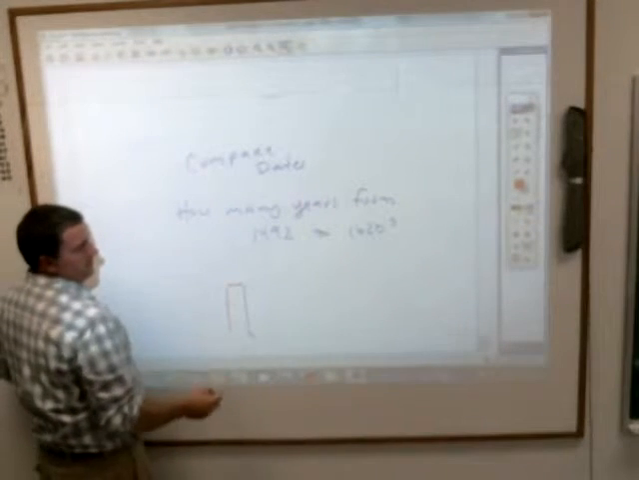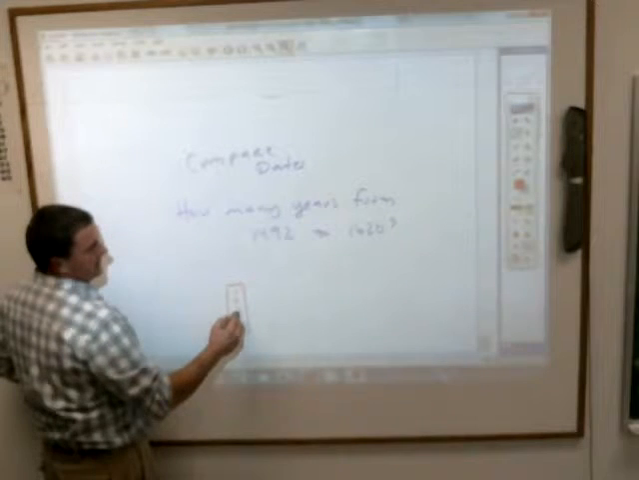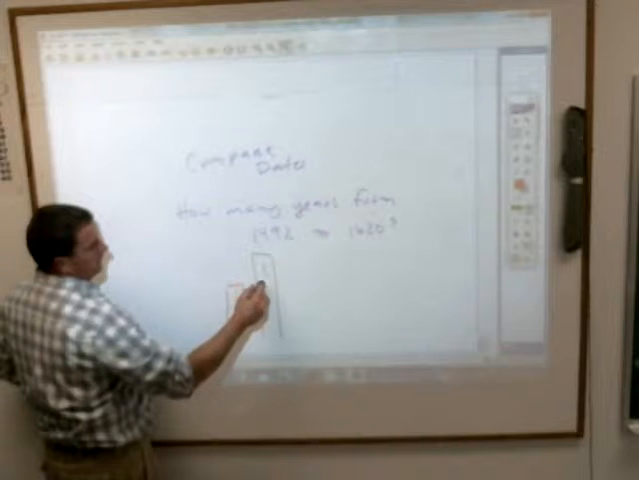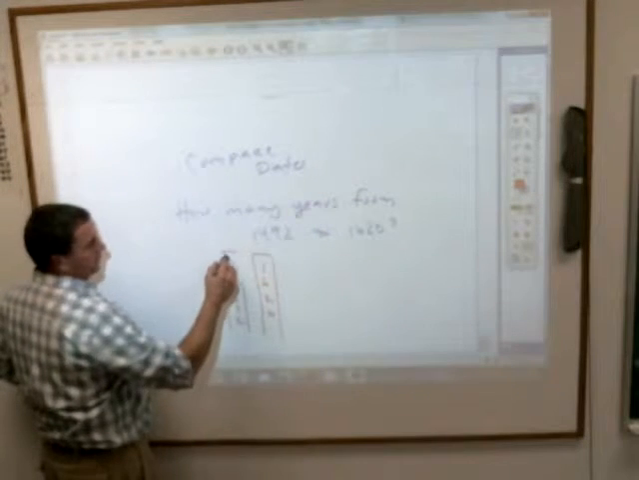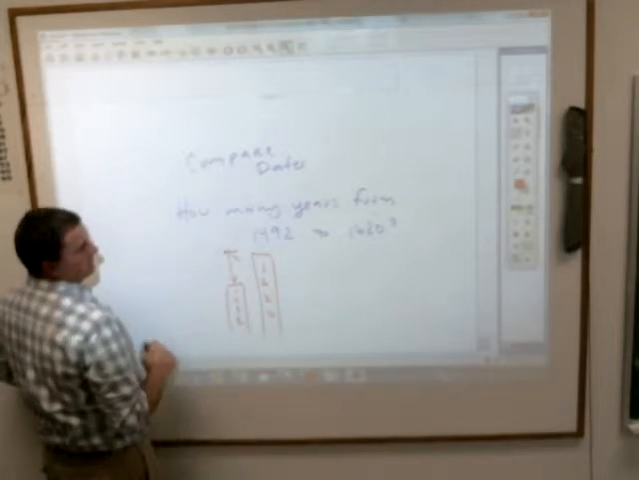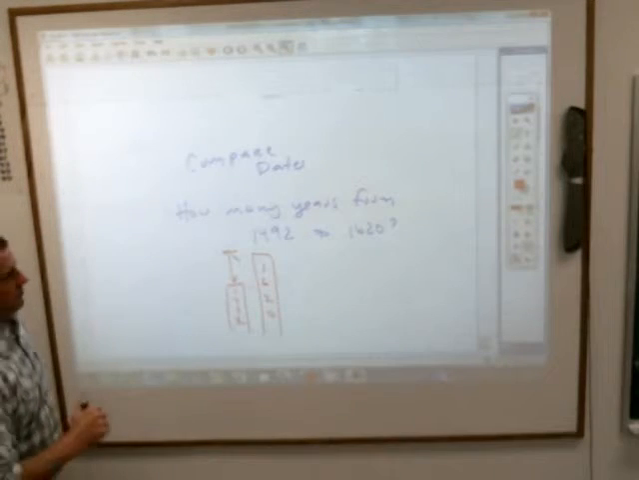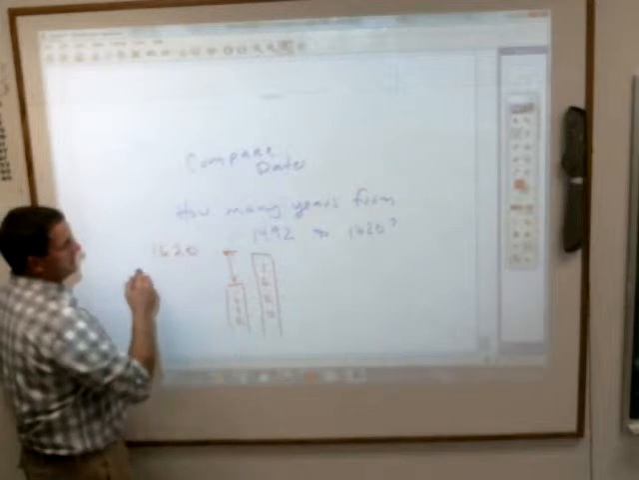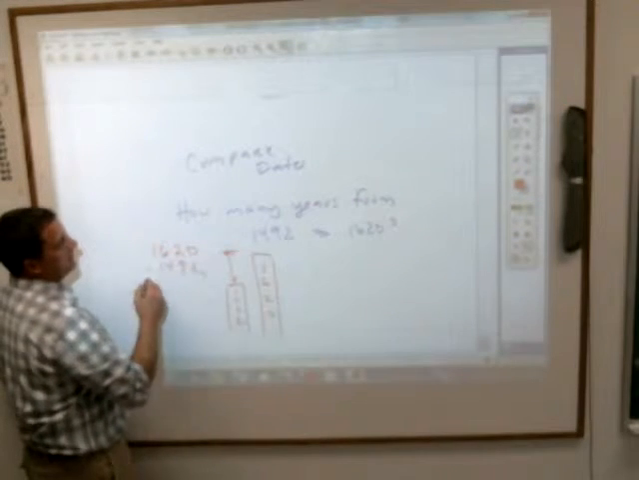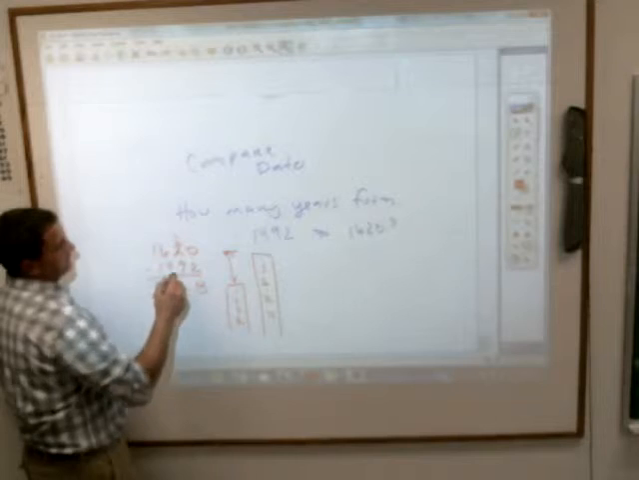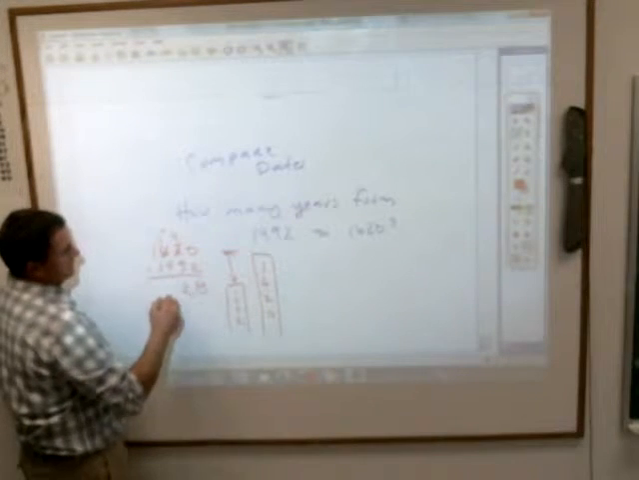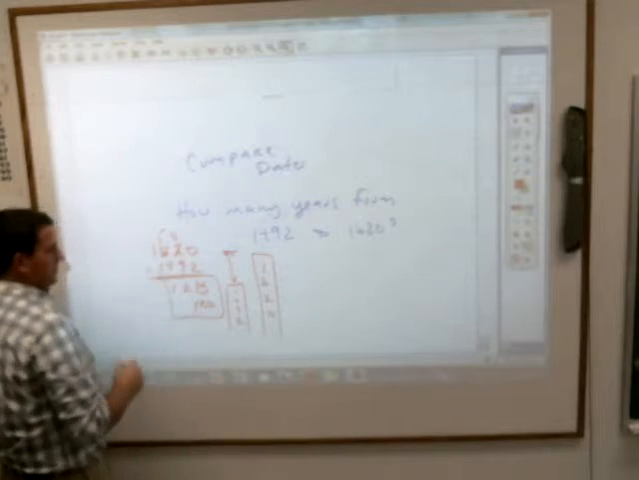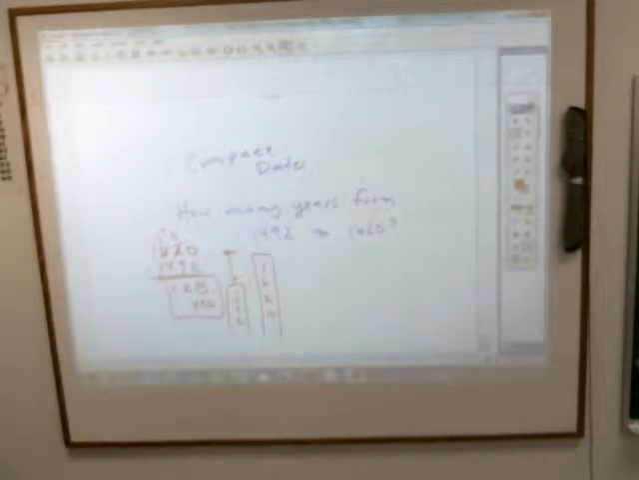If you were drawing the picture of that, here is your 1492. Here is your 1620, and you're looking for the difference. And anytime you're looking for the difference, what type of problem is that? Difference is the answer to a subtraction problem. 1620 minus 1492 is 128 years.